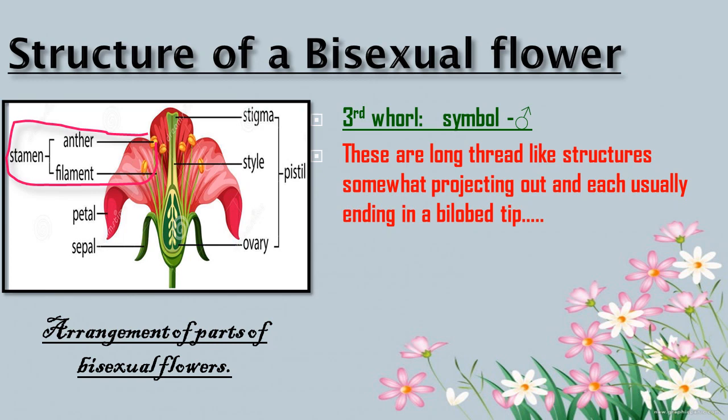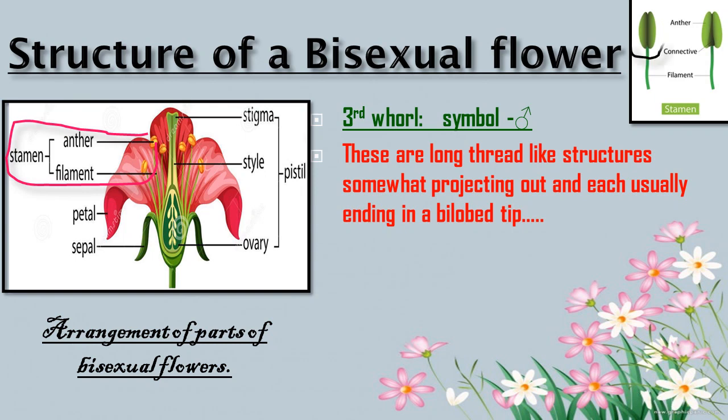And each stamen consists of a thread-like filament and a bilobed anther. Okay, so this is a specific picture of a stamen which I have shown at the top right side. So this is the bilobed anther. Okay, and inside the anther, pollen grains are present which help in the pollination of a plant. So this is the structure of a stamen or androecium. This is the male reproductive part.